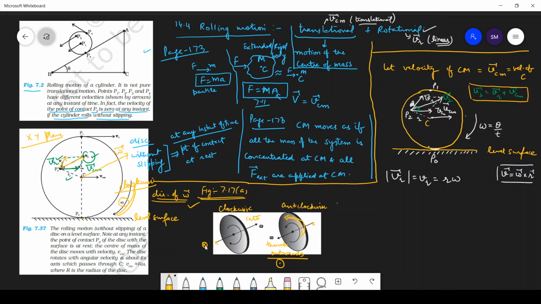If you see the back of the arrow, it means this arrow is moving into the plane of the paper. Here you see the tip of the arrow, so it is coming out of the plane of the paper.